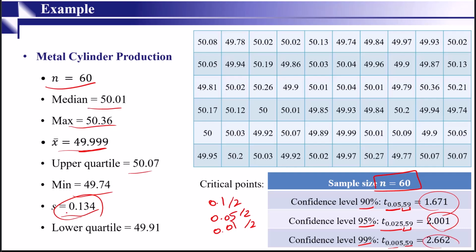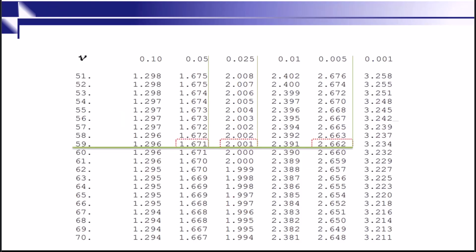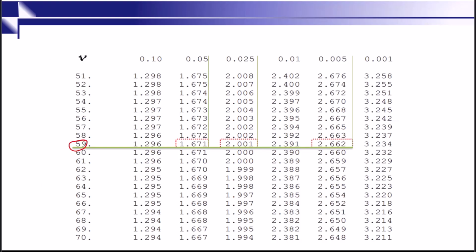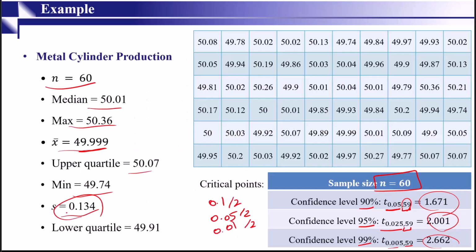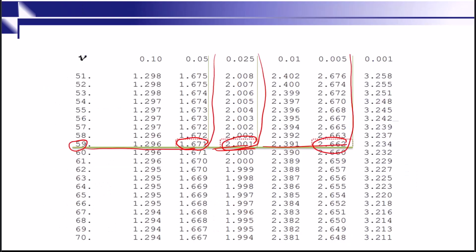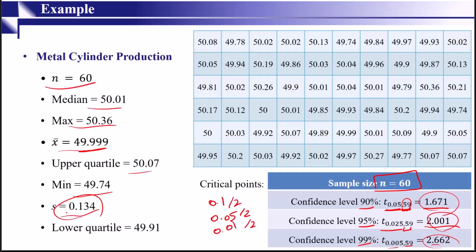Do you remember already we have something called a z-table? We have also something called a t-table, right? The t-table is the upper critical value for the t distribution. Degree of freedom is 59, so 59, then we go for 0.05, then 0.025 and 0.005, right? So for this one, 0.05 and 59, 1.671, then 2.001, and 2.662, right? So these are the values.